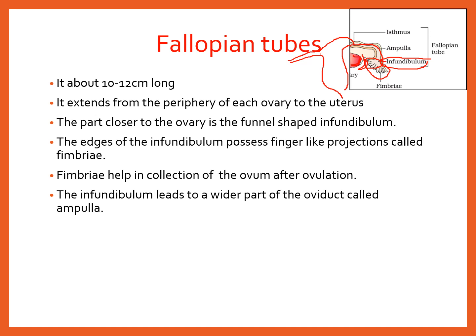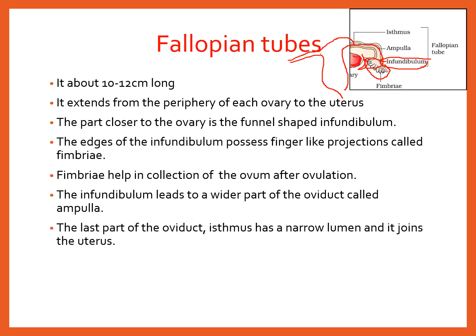The infundibulum further leads to a region which is called as ampulla. And from the ampulla, you have the next region which is called as isthmus. Ampulla is more wider when compared to that of isthmus. So isthmus further joins the uterus region. So how does it work out? The ovum from the ovary goes into the infundibulum with the help of fimbriae. And from there, it goes to isthmus through ampulla.